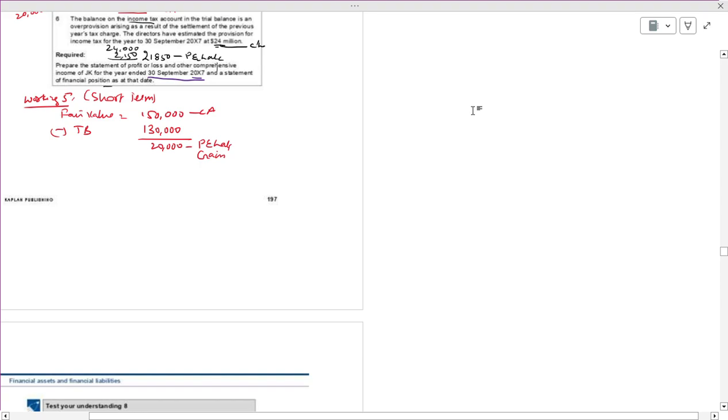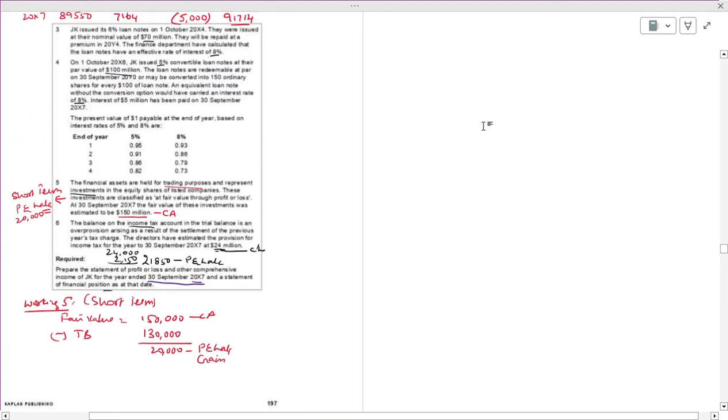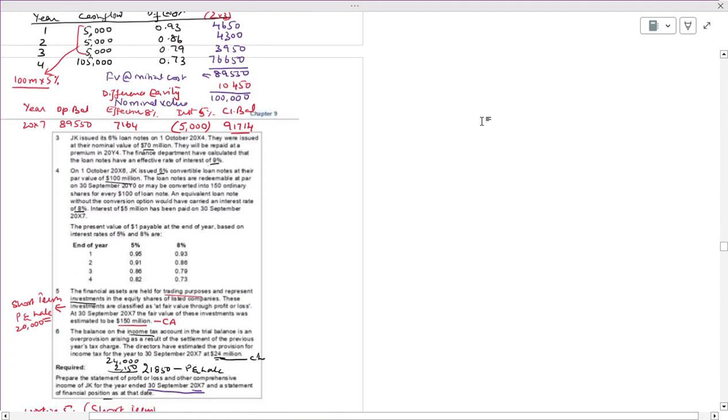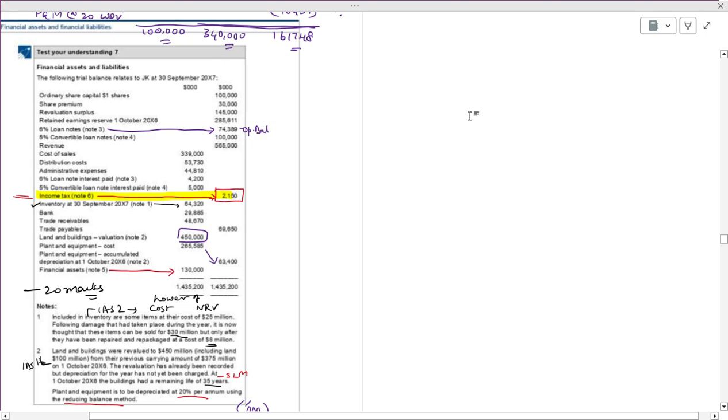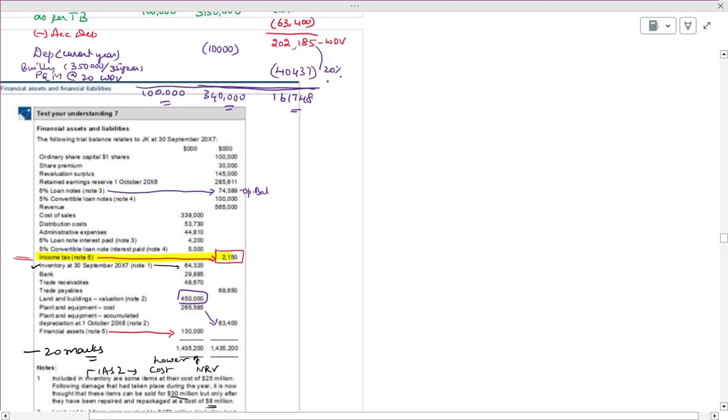income tax. Is it right? This much question will be there. That's all. This is a 20 marks question. Now we don't have anything else. Just we have to prepare the income statement, and then we have to prepare the balance sheet.